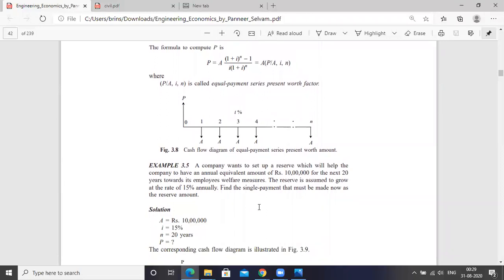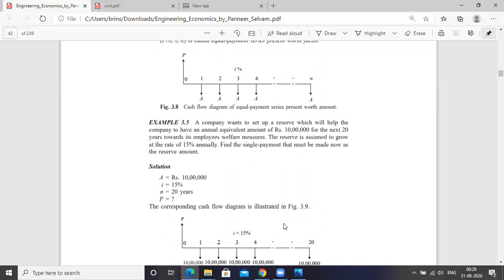A company wants to set up a reserve which will help the company to have an annual equivalent amount of rupees 10 lakhs for the next 20 years towards its employees' welfare measures. The reserve is assumed to grow at the rate of 15% annually. Find the single payment that must be made now as a reserve amount.